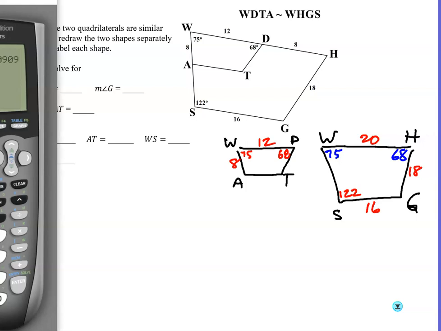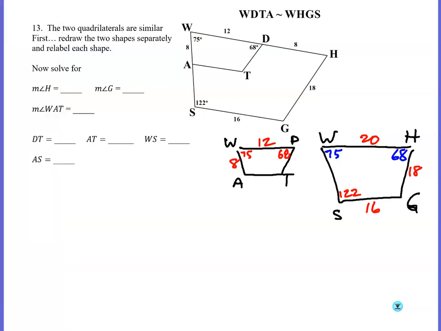Okay, so I'm going to do 75 plus 68 plus 122. And I'm going to take that away from 360. Okay, so I got 95. All right, so my last little angle is 95, which means this is 95 and this is 122. So see how I was able to fill all that stuff in. But these two separate shapes are super helpful. Okay, so then they wanted the measure of angle H, which is this guy out here. You now know that's 68 degrees. You wanted the measure of G, which is this guy. You now know that's 95.